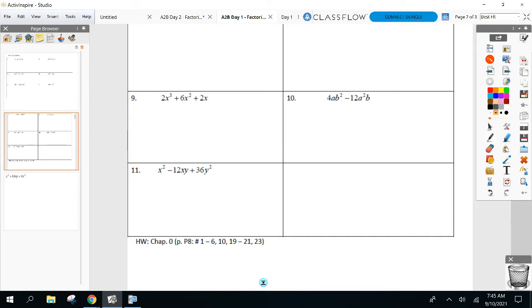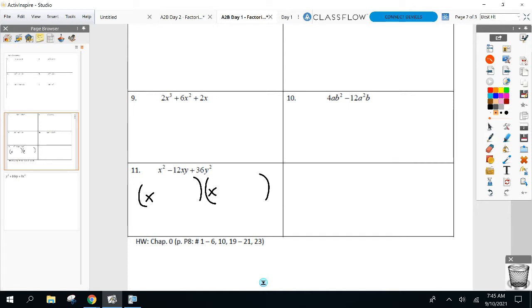How many terms? 3. Okay, and what's the number out in front? 1. Didn't we do this yesterday? 3 terms, number out in front is 1. We did this yesterday. I'm going to start with x and x. And if I have 3 terms and the number out in front is 1, you play your game.